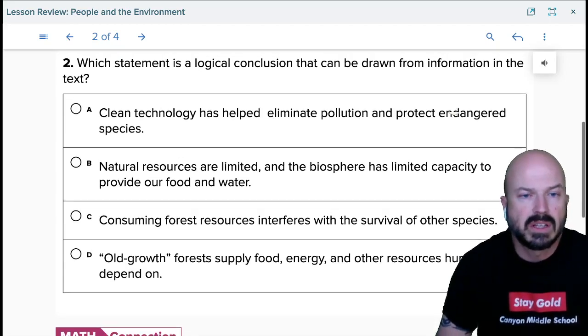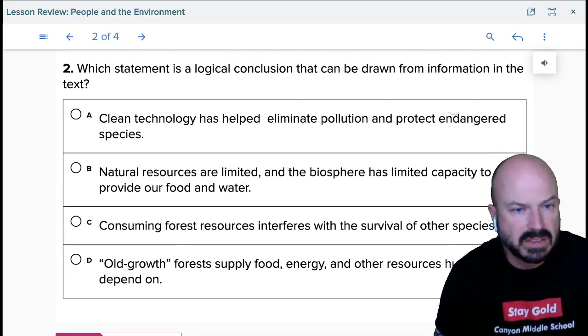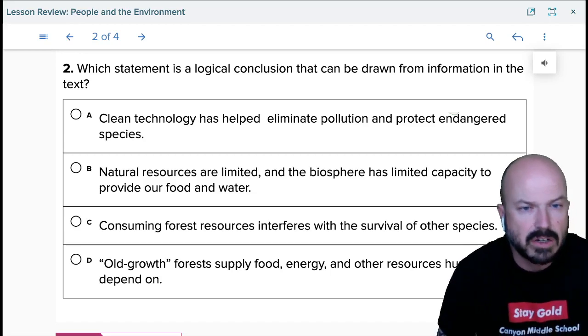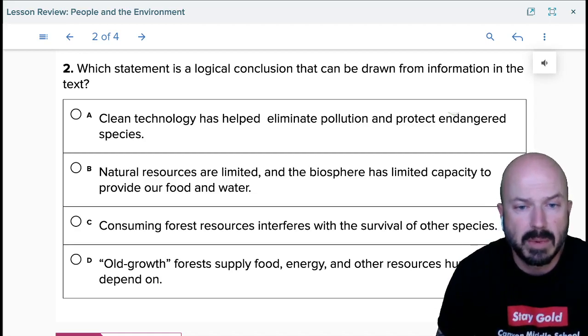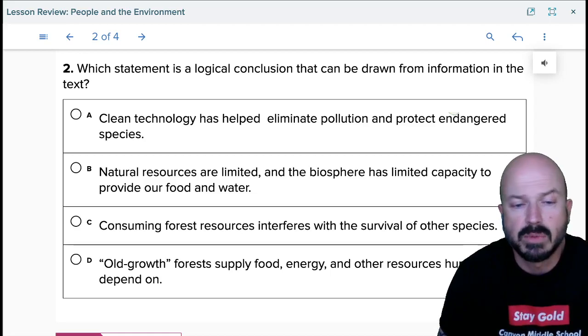Okay, what statement is a logical conclusion that you can draw from this? Is it that clean technology has helped eliminate pollution and protect endangered species? That natural resources are limited and the biosphere has limited capacity to provide our food and water? That consuming forest resources interferes with the survival of other species? Or that old growth forests supply food, energy, and other resources humans depend on.